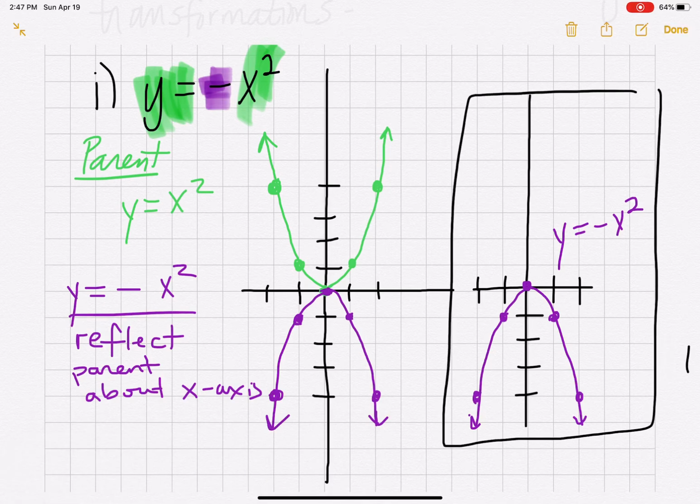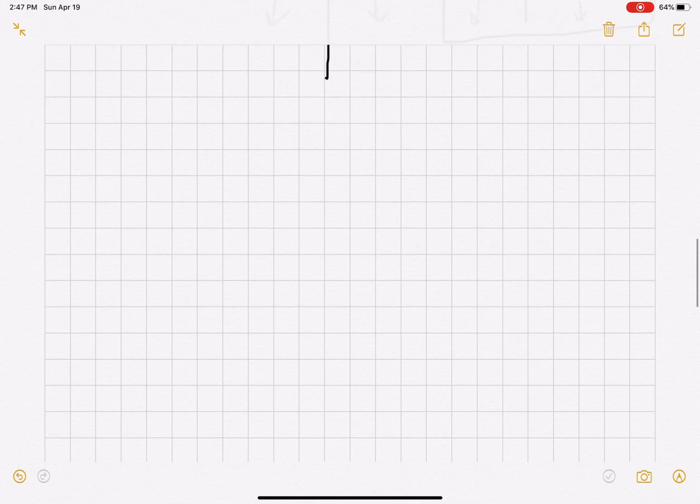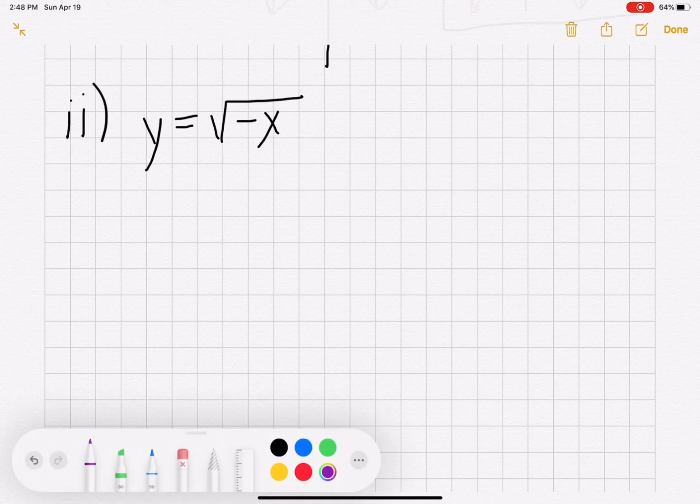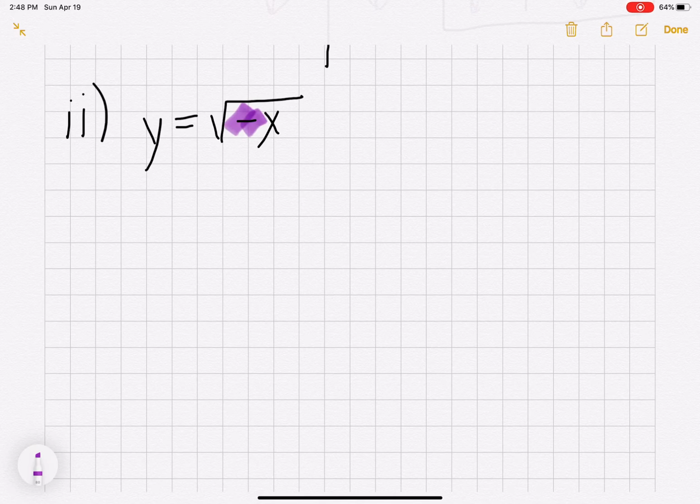Okay, we're done with that. Now we want to do another example of a reflection. Number 2, let's say we have y equals square root of -x. Now this looks a lot like the square root function, except inside of the house we have this negative. It's not out in front of the house, because then it would be a minus square root of x, but no, we have a square root of -x.